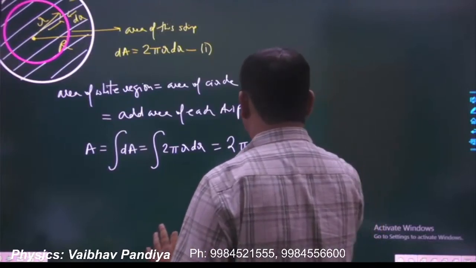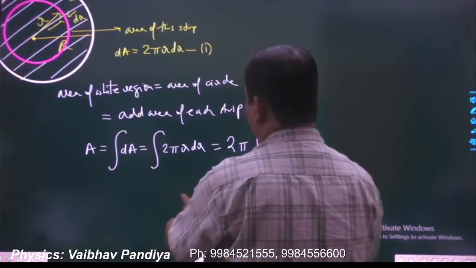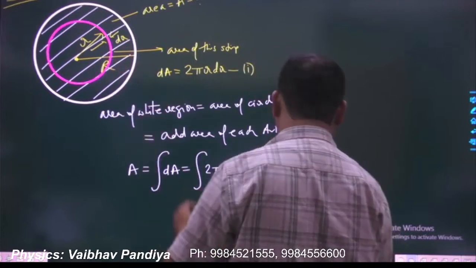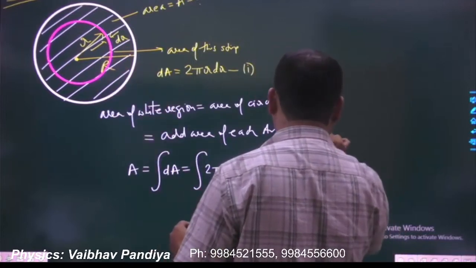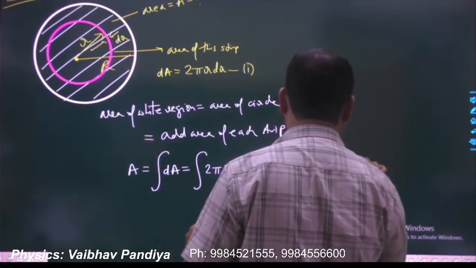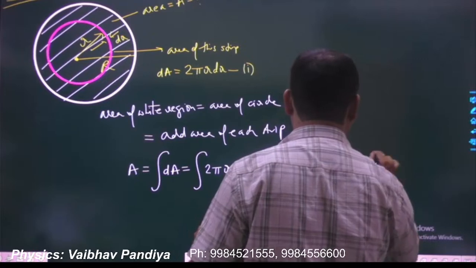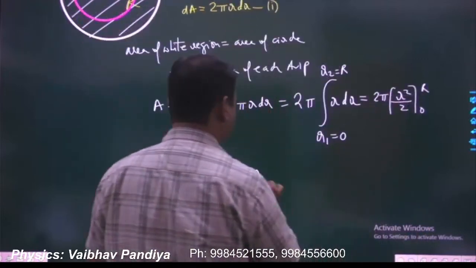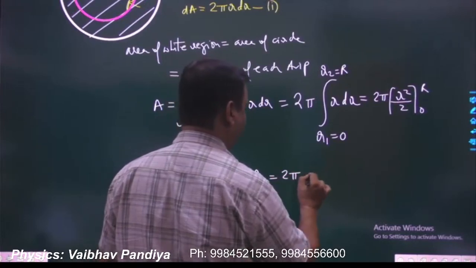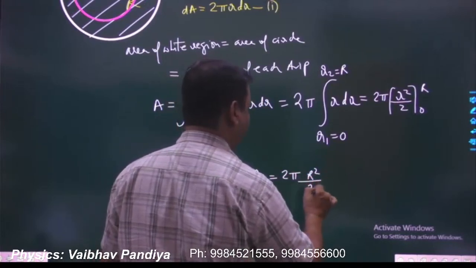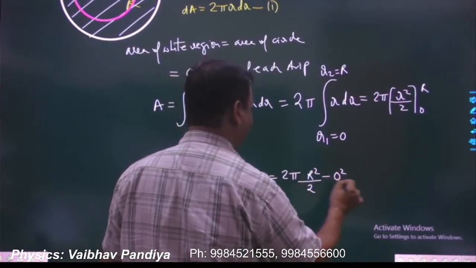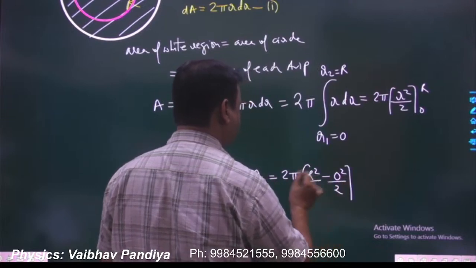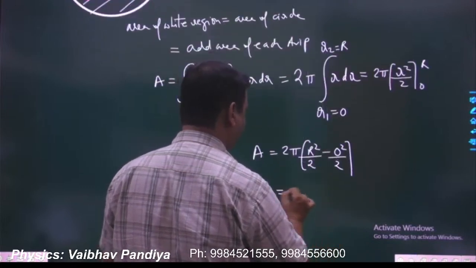So put the limit of r. For the first strip, r will be 0. Already we have seen. For the last strip, r will be capital R. So we'll get 2 pi r square by 2. Now put the limits 0 to capital R. So your area will come to be 2 pi times R square by 2 minus 0 square by 2. Putting the limits, 2 will get cancelled away, and area will come to be pi r squared.